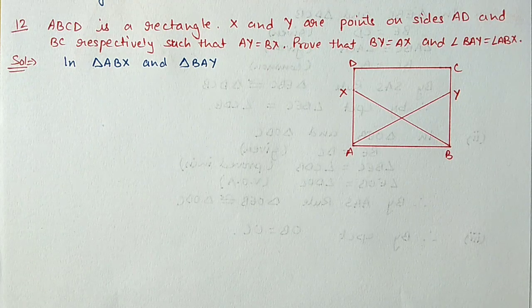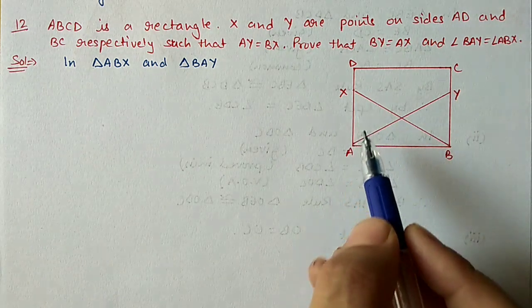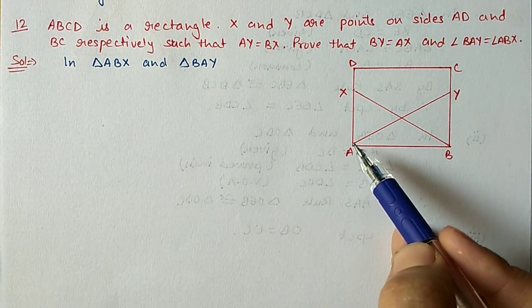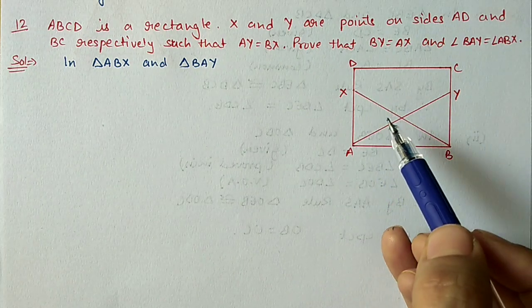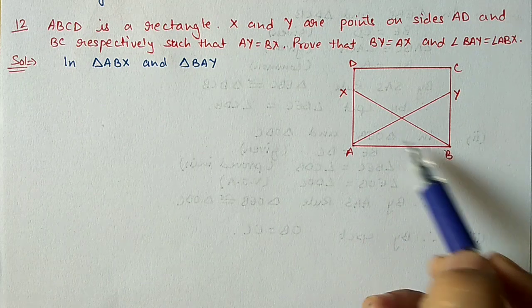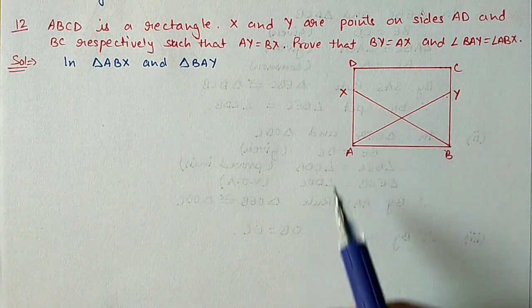Next, question number 12. ABCD is a rectangle. X and Y are points on AD and BC respectively, such that AY and BX are equal. We have to prove that BY and AX are equal, and angle BAY and angle ABX are also equal.